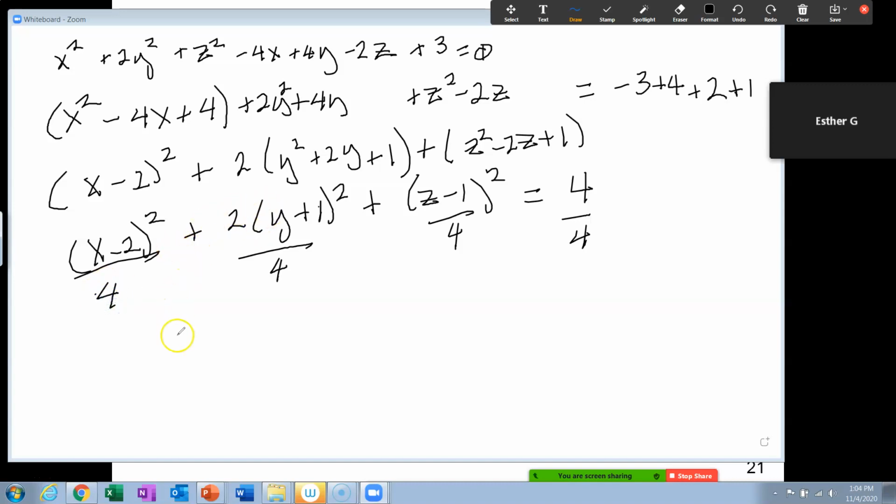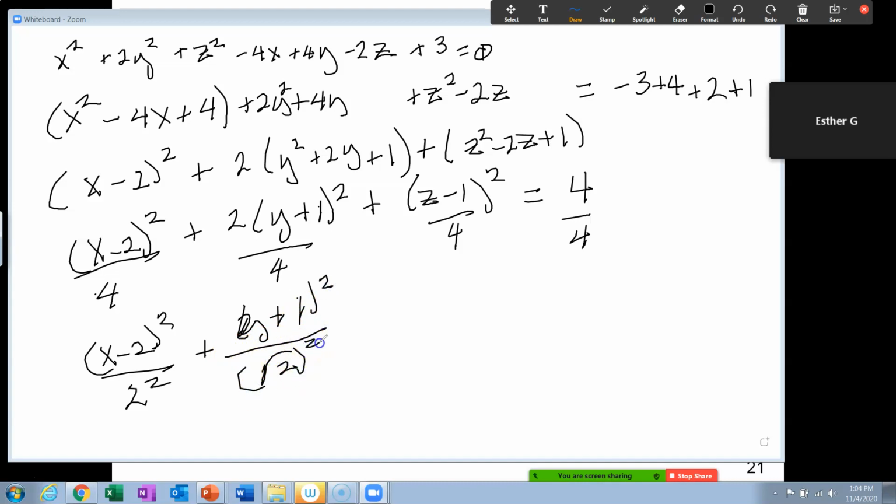Okay, now what does that give us? (x - 2)² over 2². I like to have a square in that denominator. Plus, let's just make this a (y + 1)² over √2², because 2 will go into 4 twice, and to get that to be a perfect square, now that is real ugly there, so let's see if I can clean that up a little bit.